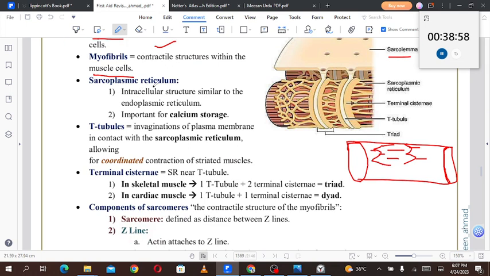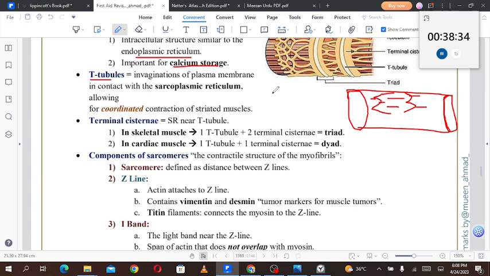Then sarcoplasmic reticulum: intracellular structures similar to the endoplasmic reticulum, important for calcium storage. Sarcoplasmic reticulum is just a usual endoplasmic reticulum, but because it is present inside the muscle cells, that is why it is called sarcoplasmic reticulum. Secondly, the speciality of sarcoplasmic reticulum is that it is a very important source of calcium storage.